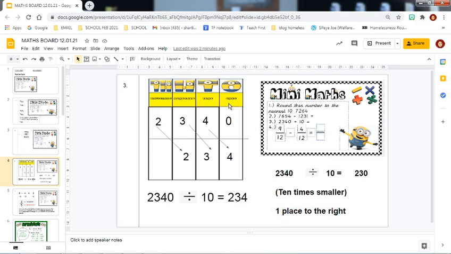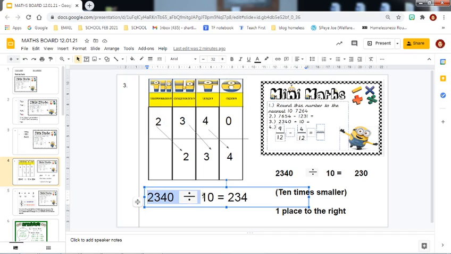In this example you can see that I have moved the 4 tens into the ones and it becomes 4 ones. The 300 moves one place to the right, it becomes 3 tens. And the 2000 moves one place to the right, it becomes 200. So 2,340 divided by 10 equals 234.